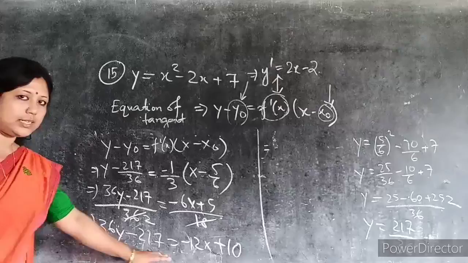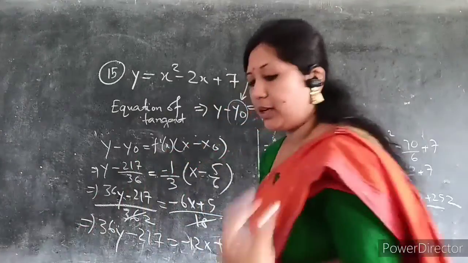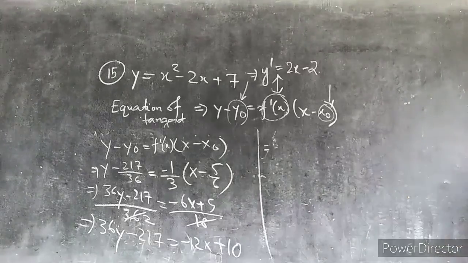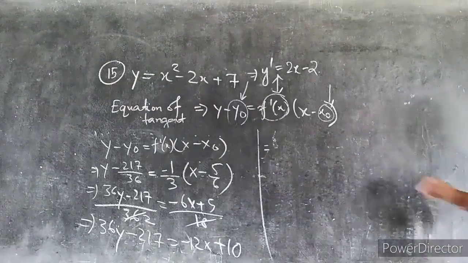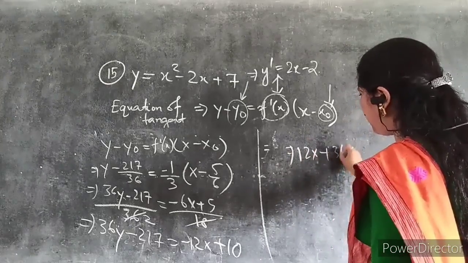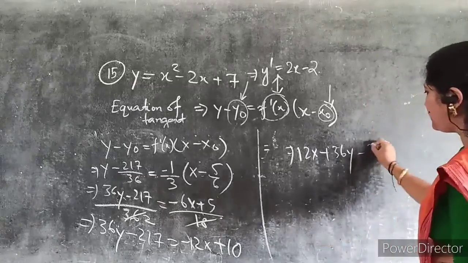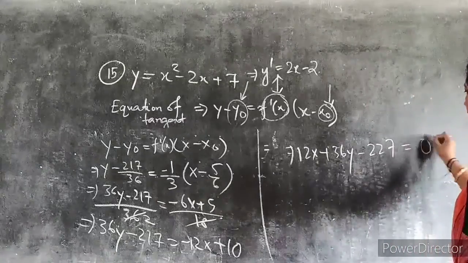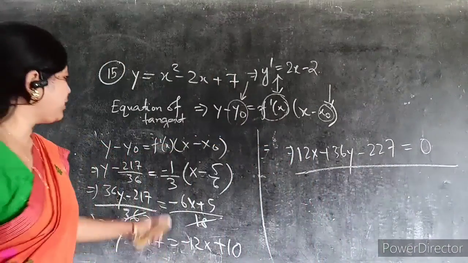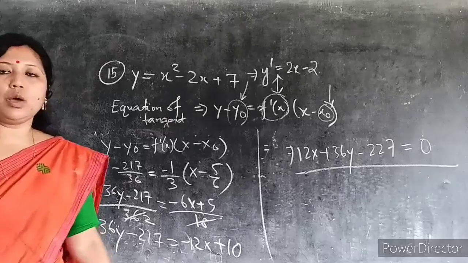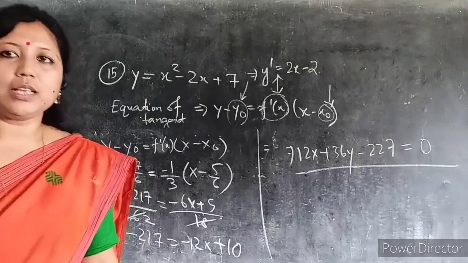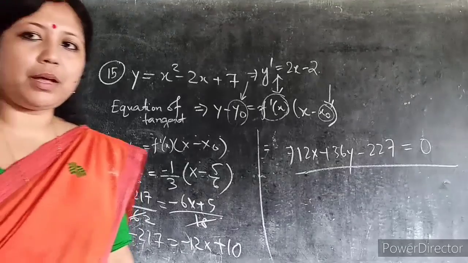So let us bring all this on our left hand side. So what we are getting is 12x plus 36y minus 2 to 7 equal to 0. So this is the equation of the tangent when the curve is perpendicular with 5y minus 15x equal to 30. Okay. So this is the solution of your question number 50.